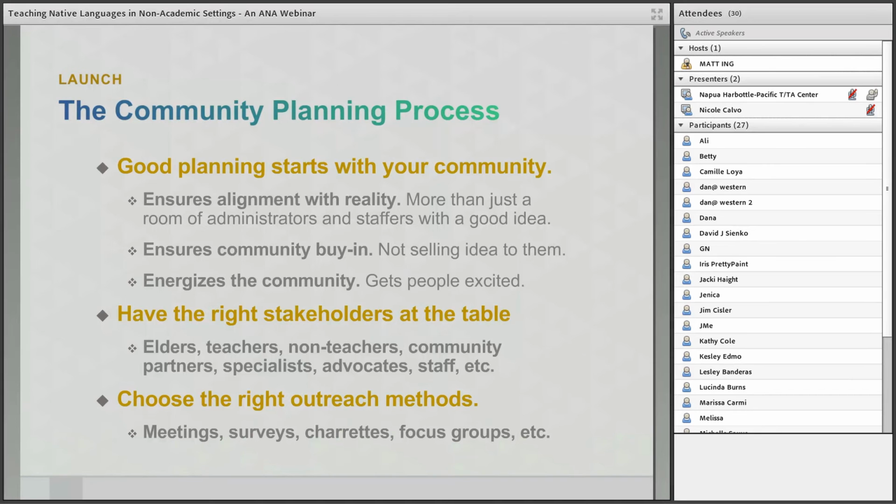And you have to choose the right outreach methods. Do meetings work? Do surveys work? Do charrettes, focus groups work? What works within your community to get honest feedback and to get the type of foundational information that you need to start a very successful language project.